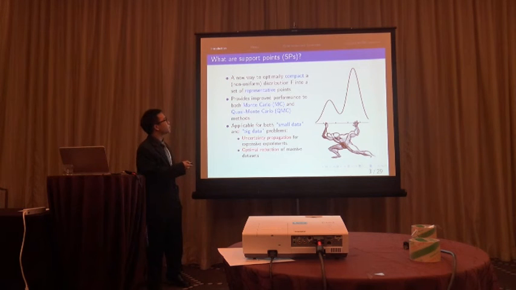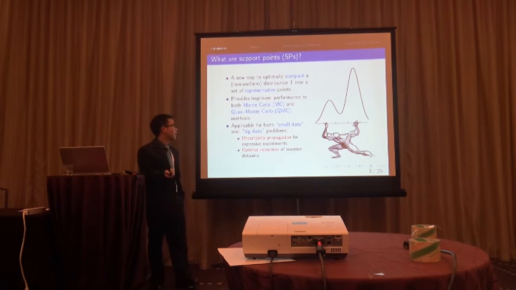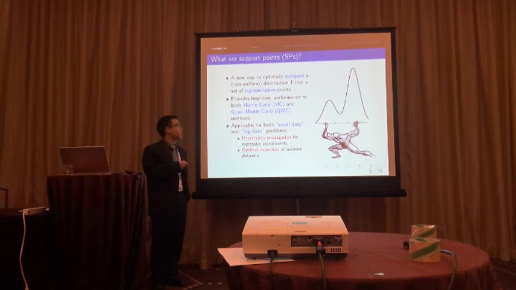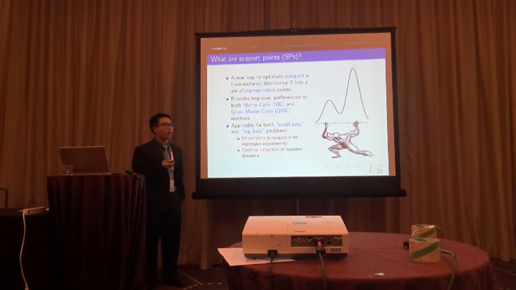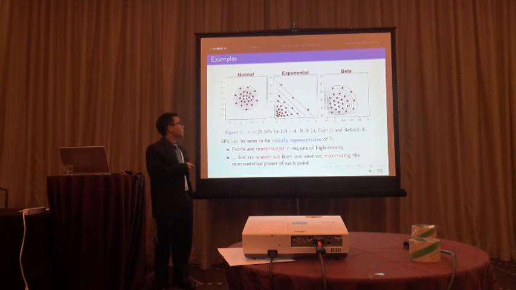Because these are optimal, they provide improved performance to both Monte Carlo, which is random sampling, and quasi-Monte Carlo, which is deterministic sampling. Quasi-Monte Carlo is also restricted largely to the uniform hypercube. So we're going to show a little bit of that later. This is very applicable for both small data and big data problems in quality and reliability. We're going to show something on uncertainty propagation for the small data and optimal reduction of big data sets for the large data.